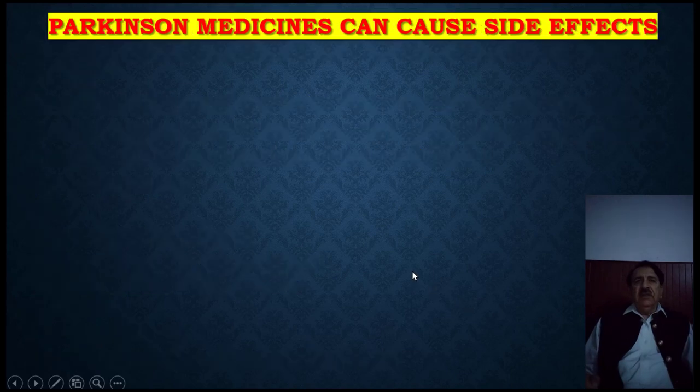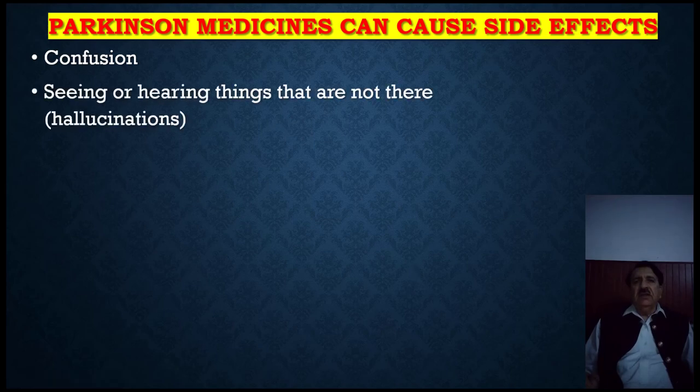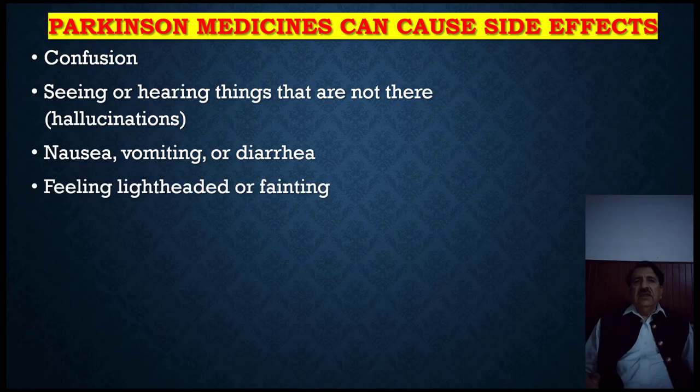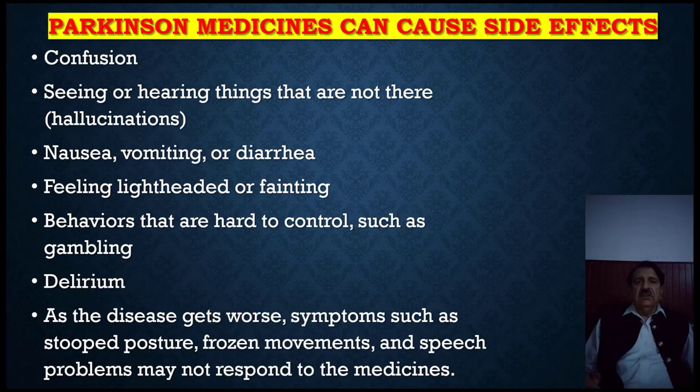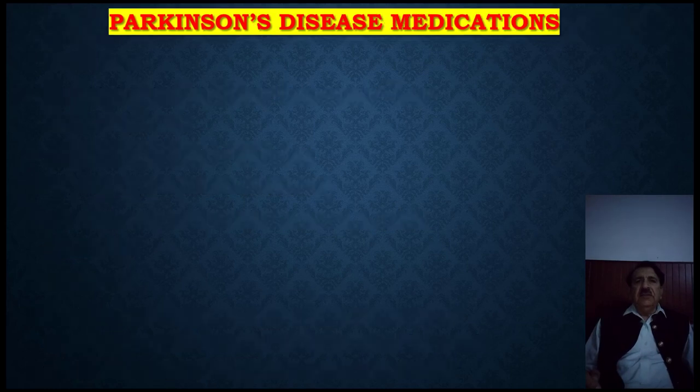Parkinson medicine can cause side effects. These are confusion, seeing or hearing things that are not there, which is called hallucination, nausea, vomiting, or diarrhea, feeling lightheaded or fainting, behaviors that are hard to control, such as gambling, delirium. As the disease gets worse, symptoms also become worse, with stooped posture, frozen movement, and speech problems that may not respond to medicines.